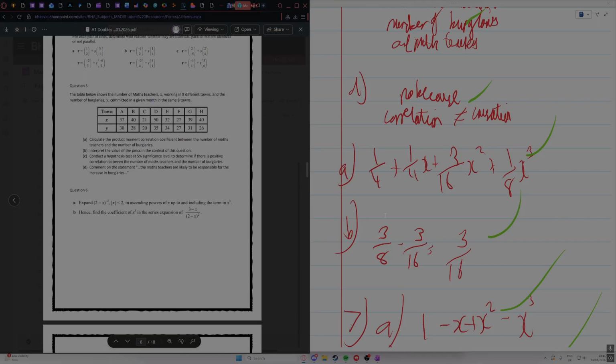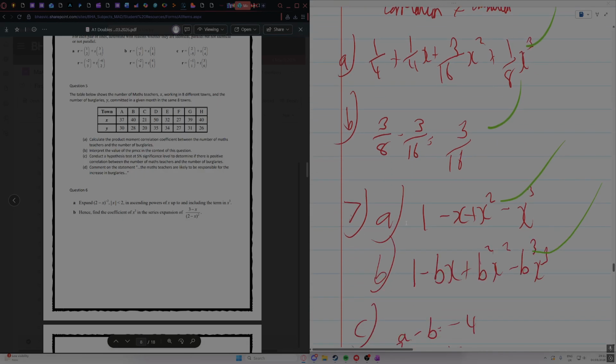Expand this, and then for this you can just write these out equal to. So you write these 3 minus x next to your bracket here. I kind of shortcutted it. And then find the coefficients of x cubed, which will be these two terms here.